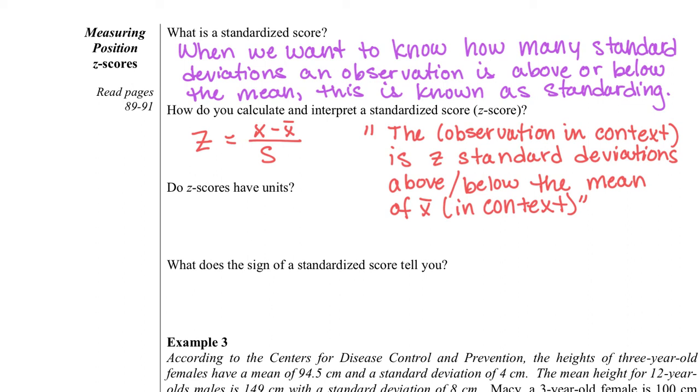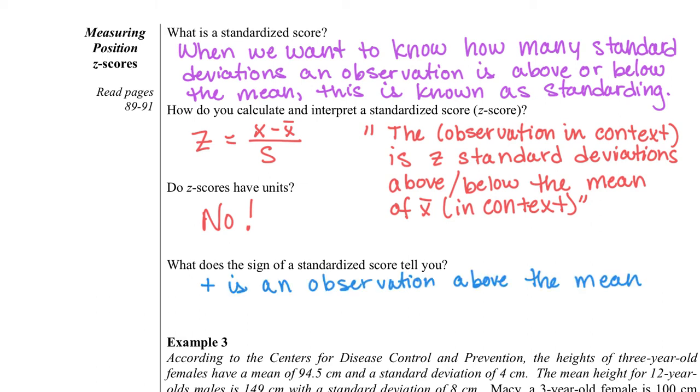Does the z-score have units? This is easy. No, it does not. It is a distance. So it really doesn't have any units itself. It's just a relationship from the mean. And really simply, if you end up with a positive z-score, it's an observation above the mean. A negative z-score is an observation below the mean. So we'll do those ditto marks so we don't have to write so much.